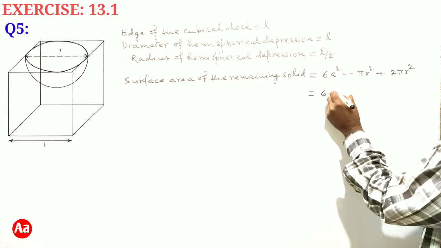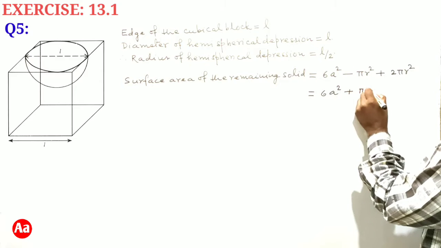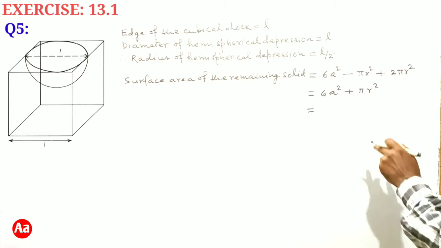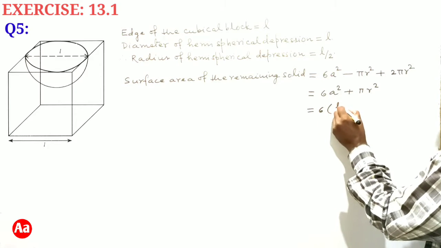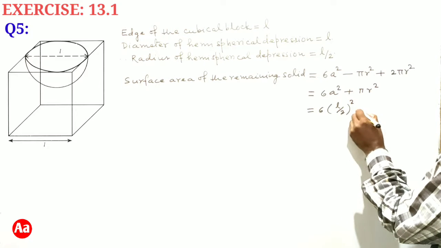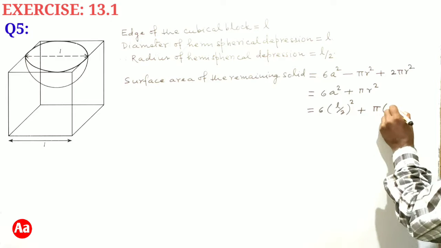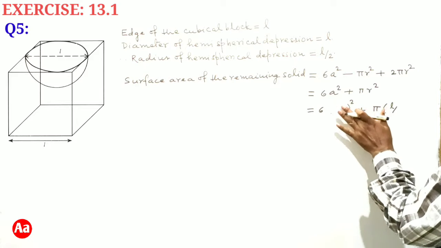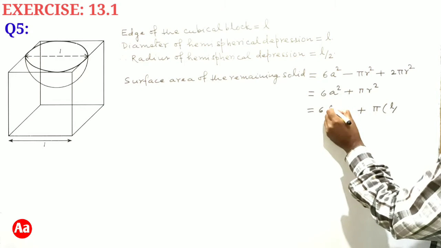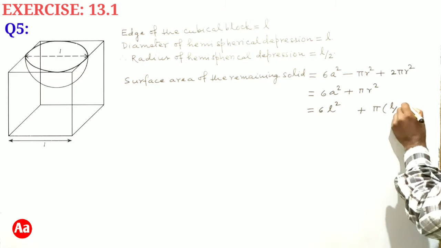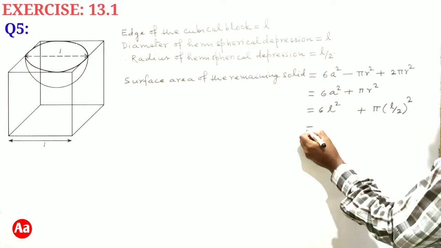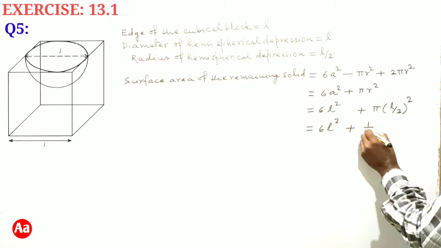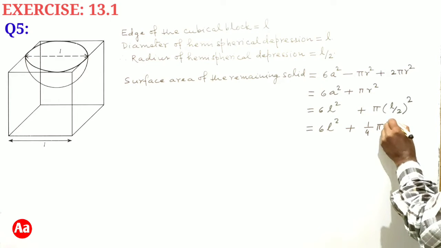So 6a square plus pi r square. a is the edge or side of the cubical wooden block, so 6 into L by 2 whole square plus pi into... this is side actually, so it should be 6L square plus pi into L by 2 whole square. This is 6L square plus 1 by 4 pi L square.